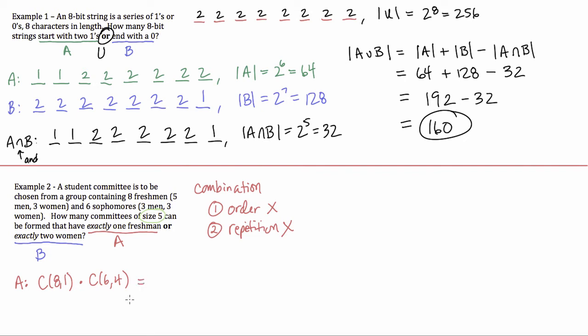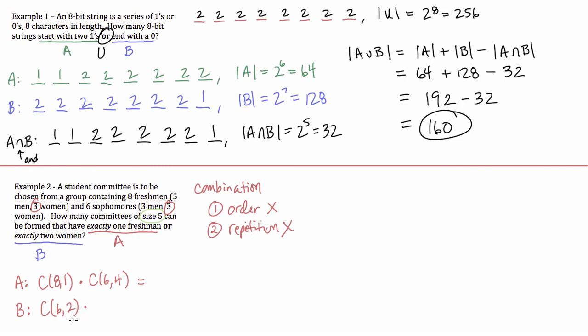I'll bring up the calculator and we'll look at the value for that. But for now, let's move on to set B and see if we can figure it out. Set B has exactly 2 women. So picking from the women, how many women total are there? There's 3 from the first group and 3 from the second group. So there's a total of 6 women. And out of those 6 women, I need to choose 2.